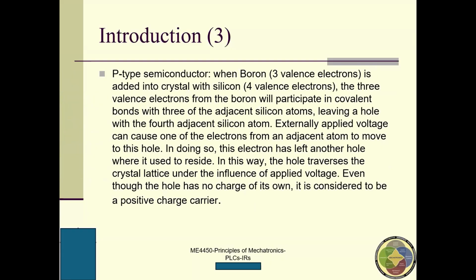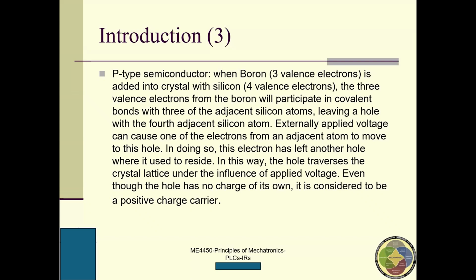Here is a p-type, and p-type is boron. The boron has 3 valence electrons, and silicon has 4. The 3 valence electrons from the boron will participate in covalent bonds with the 3 adjacent silicon atoms, leaving a hole with the 4th adjacent silicon atom. So externally applied voltage can cause one of the electrons from an adjacent atom to move to this hole.